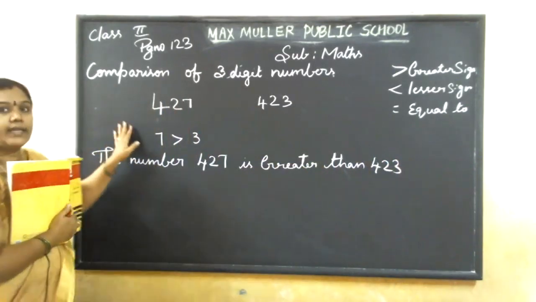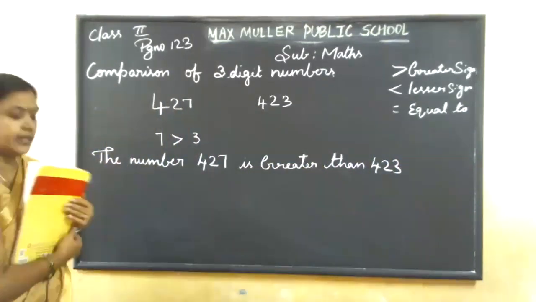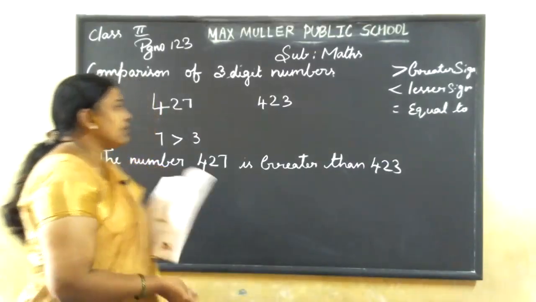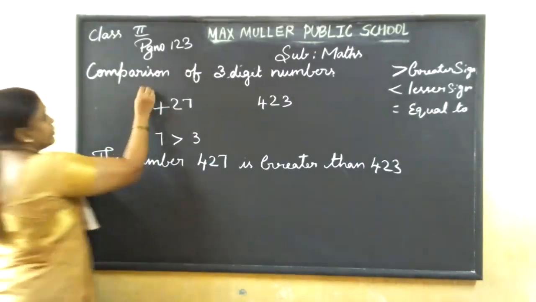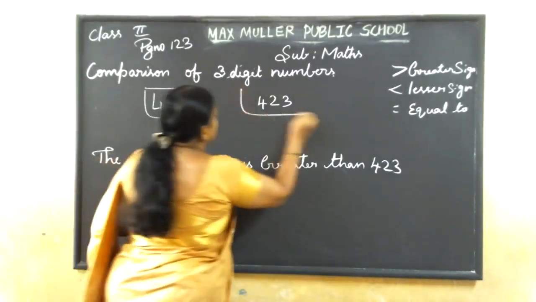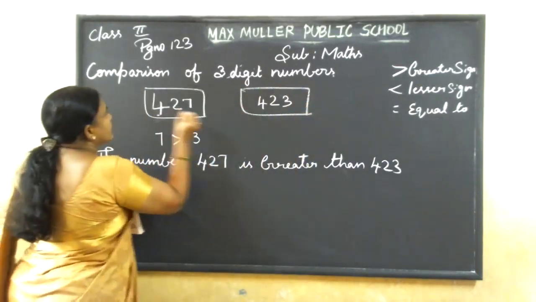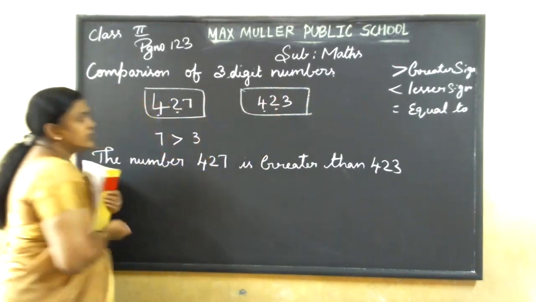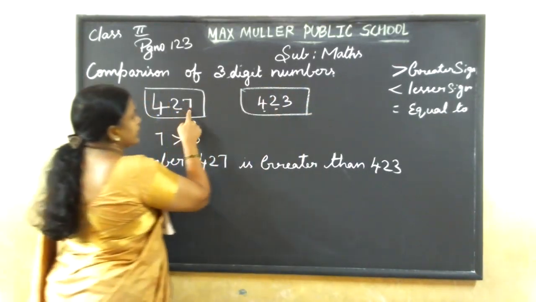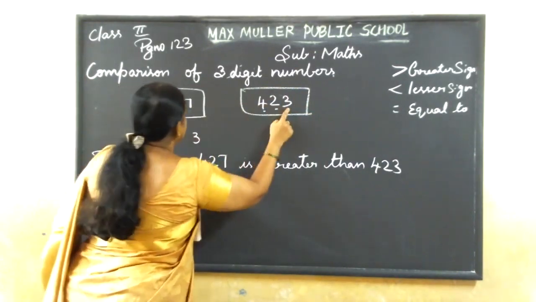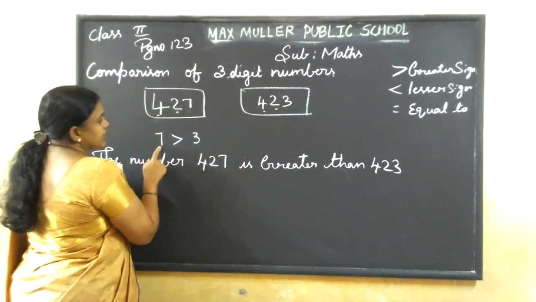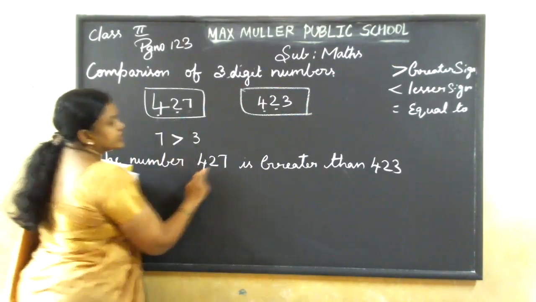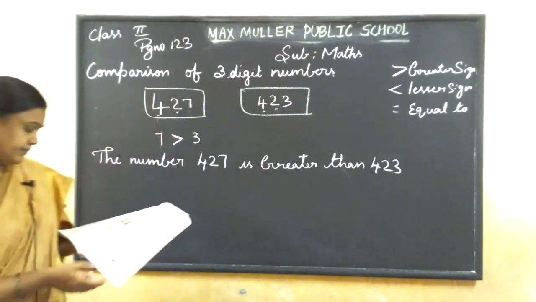Understood, children? This you write in the rough note. Don't write in the textbook. They have already given examples, so I am doing those examples only. So you write in the rough note. See, both are 3-digit numbers. In the hundreds place here 4, here also 4. In the tens place here 2, here also 2. So what will you do? You will check the 7 and 3 in the ones place. Which one is greater here? 7 is greater. So you will put the greater sign. The number 427 is greater than 423.